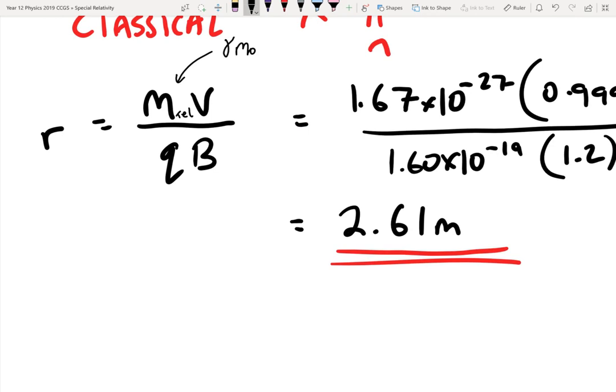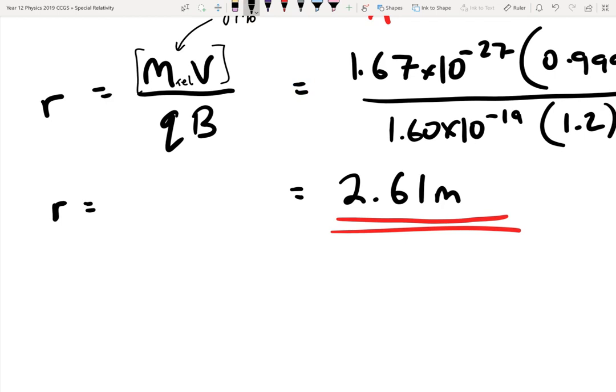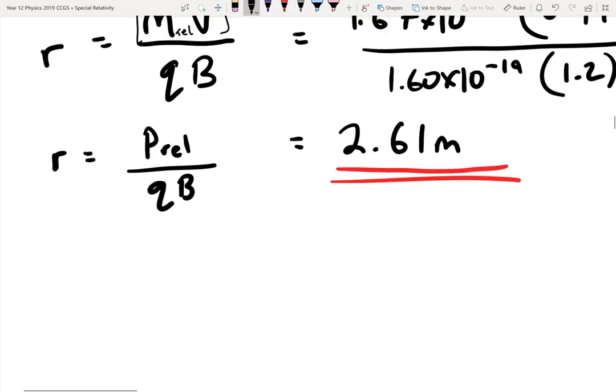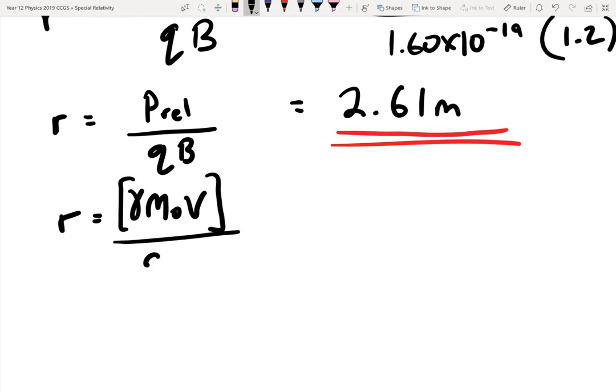Now, really, the equation should be in terms of momentum. Have a look, mv is momentum. So we could say R equals p relativistic over qB. And p relativistic is going to be gamma m naught v. All right, sweet. So we're happy. It doesn't matter whether you're attaching the Lorentz factor to mass or momentum, it's going to be there, stuck. Let's figure out what it is.